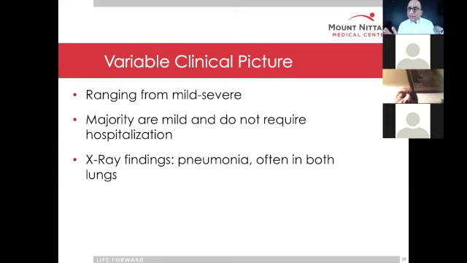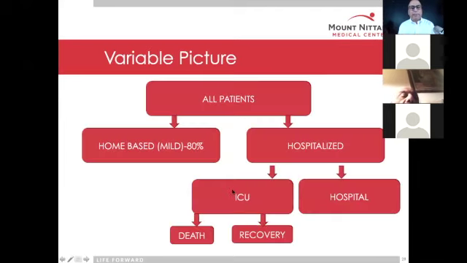It's on both sides, and it has a very specific appearance called a ground glass appearance. And when you get that in the right clinical circumstance, we begin to suspect that there might be something going on that might be looking like coronavirus. So this gives you a very quick idea.